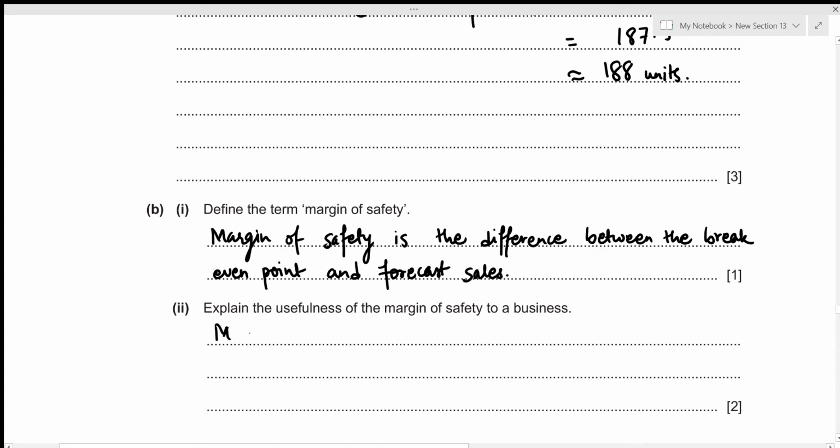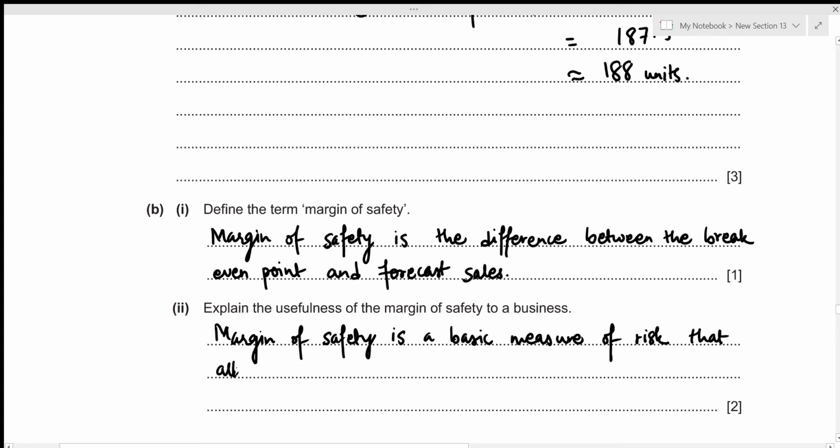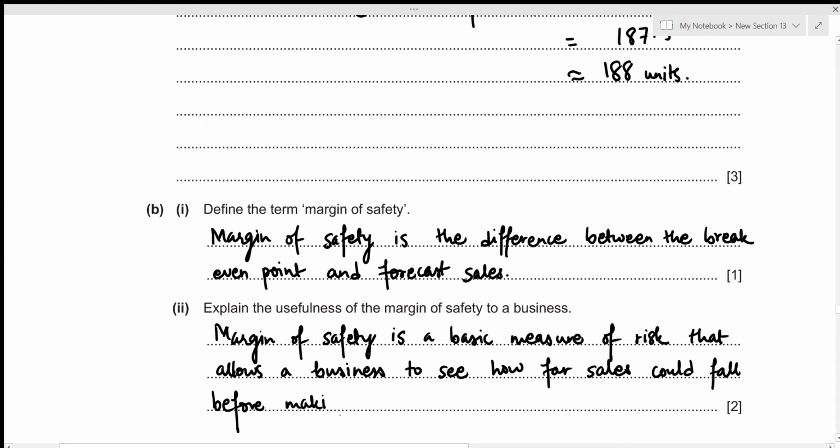So margin of safety is a basic measure of risk that allows a business to see how far sales could fall before making a loss. Alright, this concludes the second part.